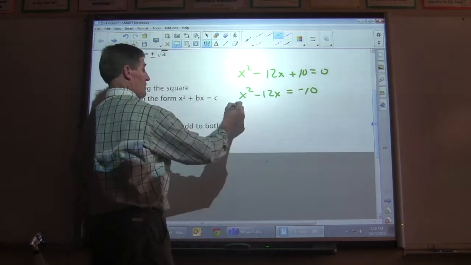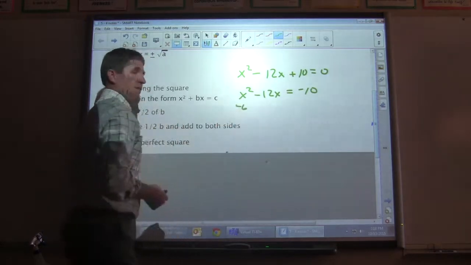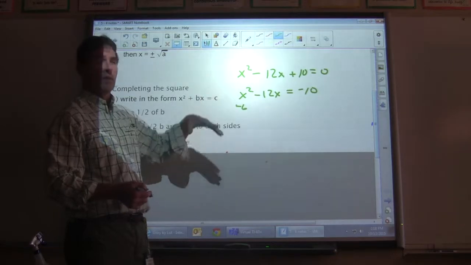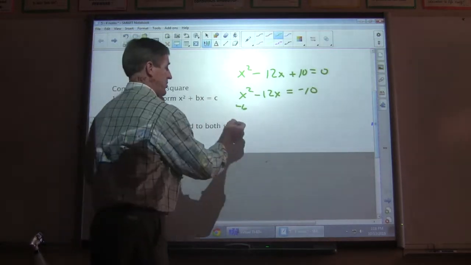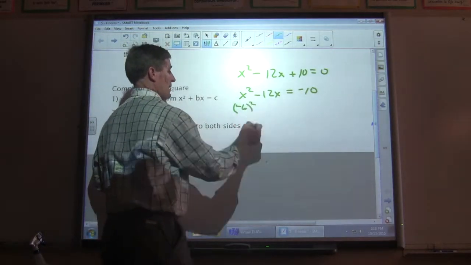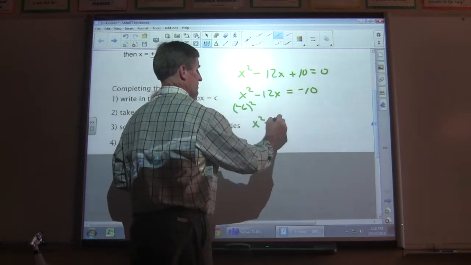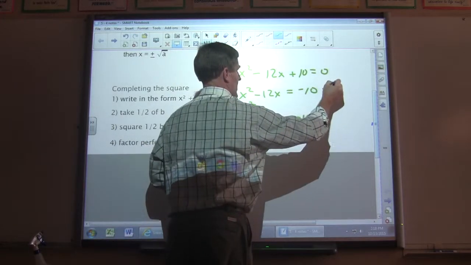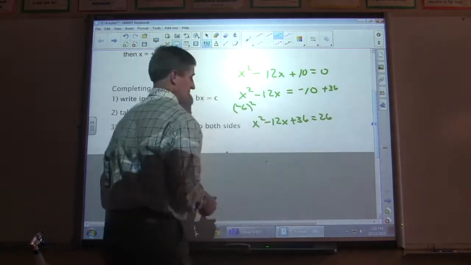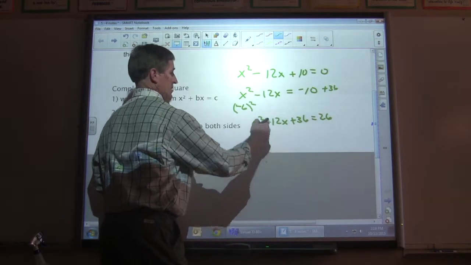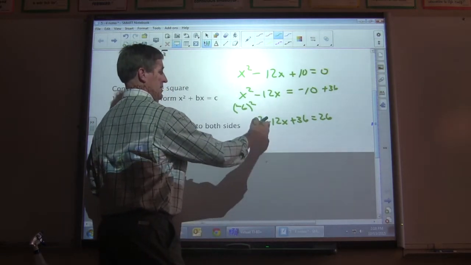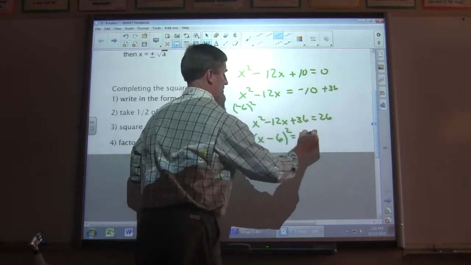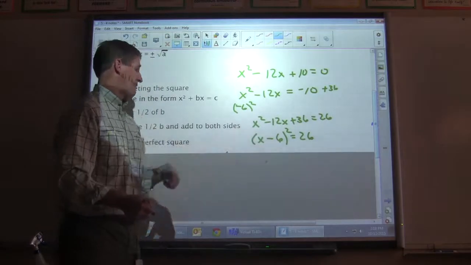We take half of 12. Now, it's half of negative 12 is negative 6, but we're going to square it anyway, so you're going to get rid of the negative sign, so don't worry about that. You can go negative 6 and square it, but either way you get 36. So we add 36 to this side, and we get 26. And so we get x, remember the square root of the first, the sine of the middle, minus, the square root of 36 is 6.